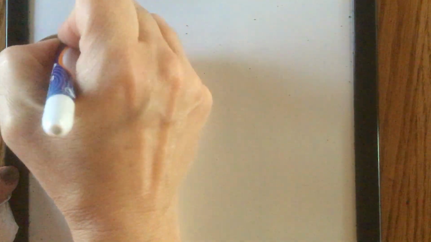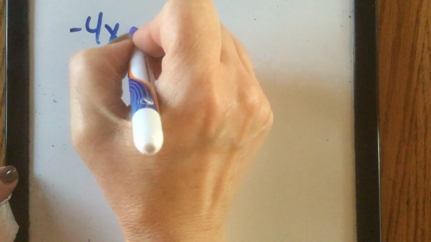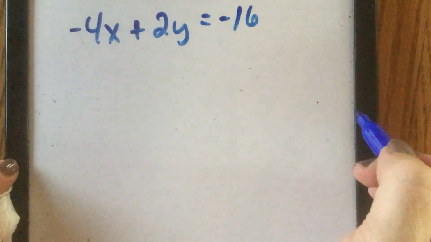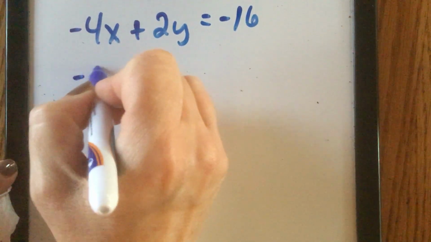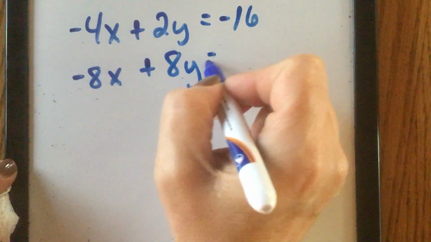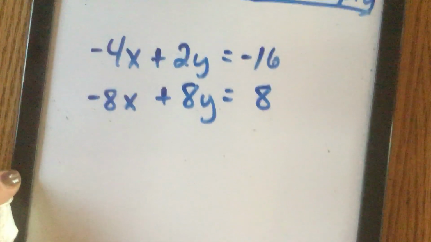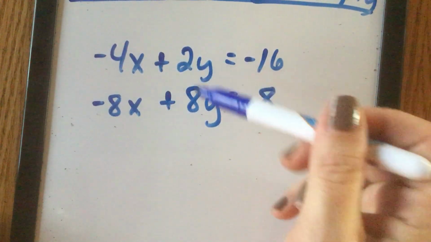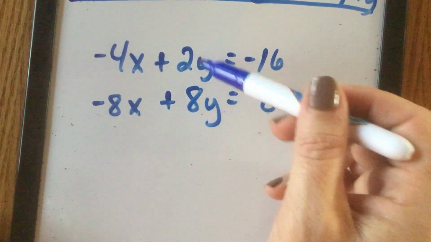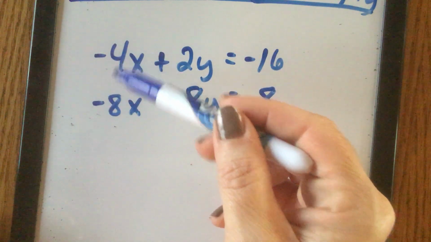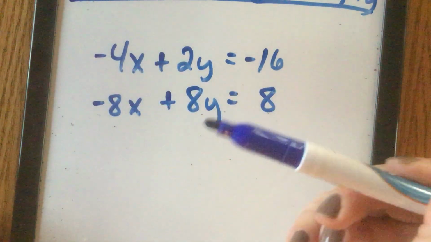Okay. Let's say I have negative 4x plus 2y equals negative 16, and I have a negative 8x plus 8y equals a positive 8. Okay, I want to show you what happens when you have something like this. So 2 goes into 8. I could multiply this by 4 and get them both be 8s. 4 times 2 is 8. I could multiply this by 2 and get them to be 8s.